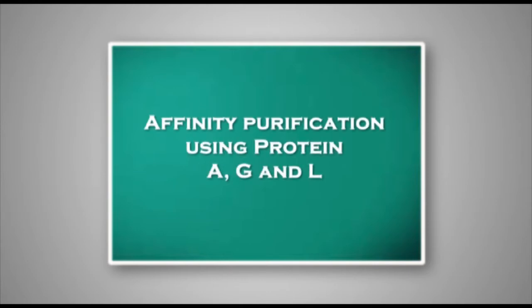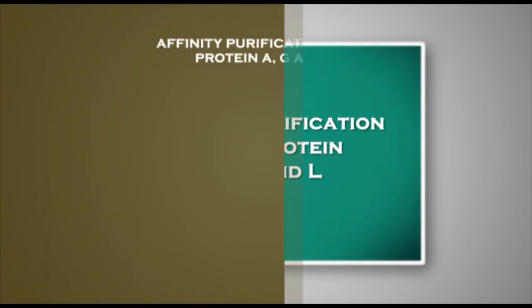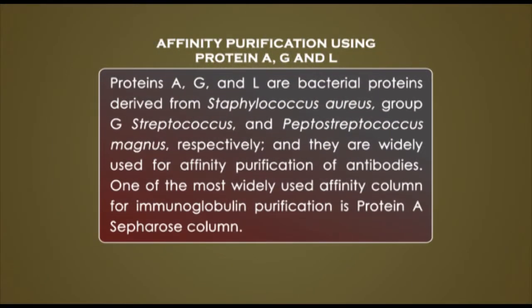Affinity purification using protein A, G and L. Protein A, G and L are bacterial proteins derived from Staphylococcus aureus, group G Streptococcus and Peptostreptococcus magnus respectively, and they are widely used for affinity purification of antibodies. One of the most widely used affinity columns for immunoglobulin purification is the protein A Sepharose column.